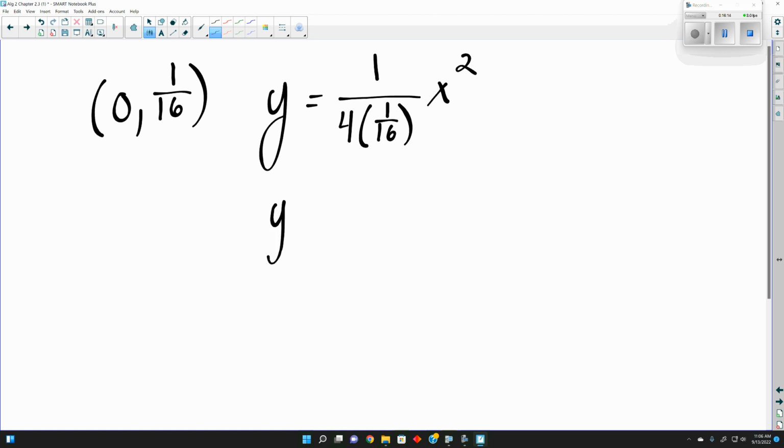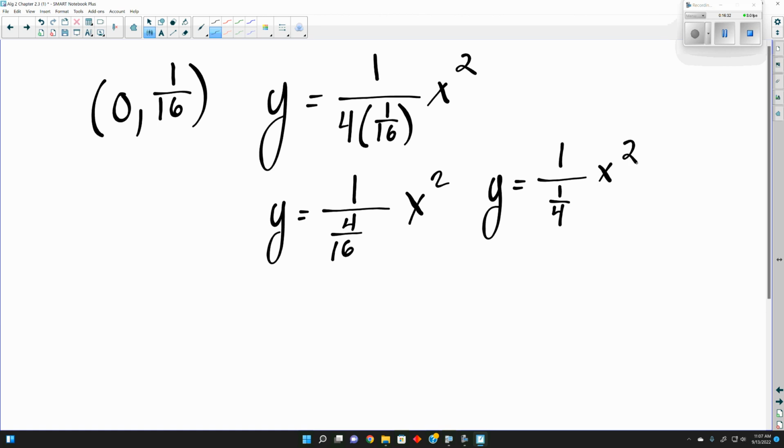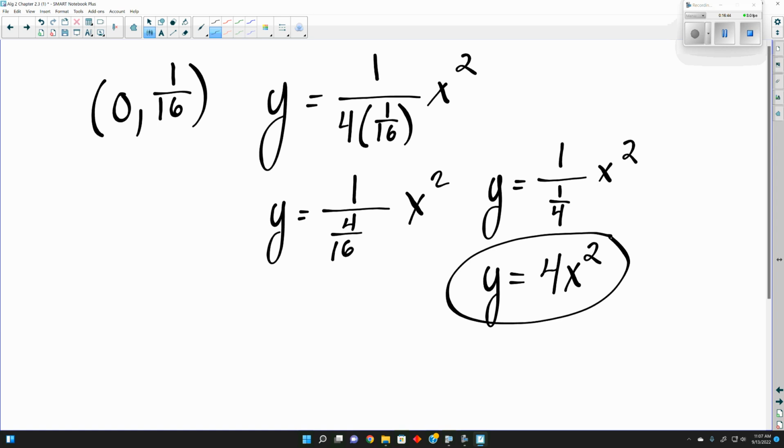Now, if we looked at just the fraction 4 times 1/16, if we work this out, it would be 4/16. Well, 4/16 does reduce to 1/4, yes? But we can't have a fraction in a fraction. And again, if you plug this in the calculator to simplify it, it would actually tell you that the equation is y equals 4x squared.